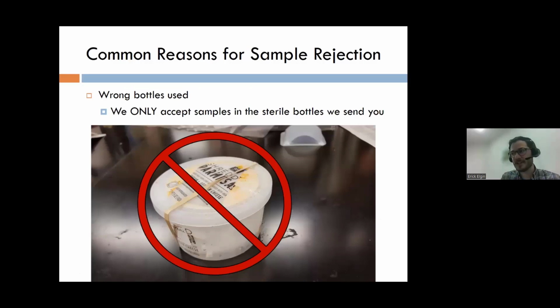And to emphasize, we do not want to see any other bottle other than the bottles that we provide. We only accept those sterile bottles. And by the way, those bottles Jean sends out when it gets closer to the dates. So when it's close to the spring phosphorus, she sends those out to everybody. And when it's close to the summer sampling days, she will send those bottles to the lead volunteers' addresses.